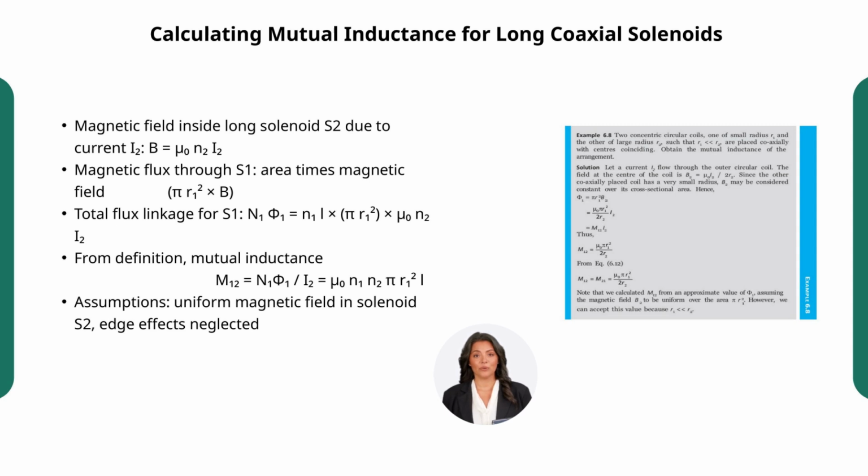From the definition of mutual inductance, we rearrange to find M12 equals N1 Φ1 over I2, which results in μ0 N1 N2 π r1 squared over L. This formula neatly summarizes how mutual inductance arises from coil geometries and the fundamental magnetic constant μ0. Remember, this derivation rests on the approximation of ignoring magnetic field variation near coil ends and assuming uniformity, an assumption valid for long solenoids where length far exceeds radius. We'll soon explore the reciprocity of mutual inductance next.